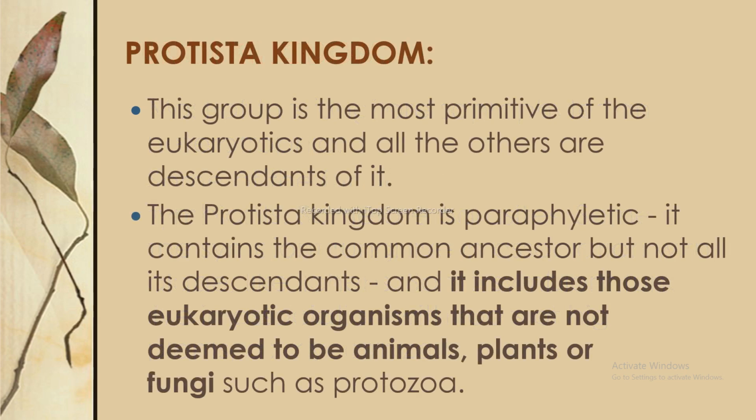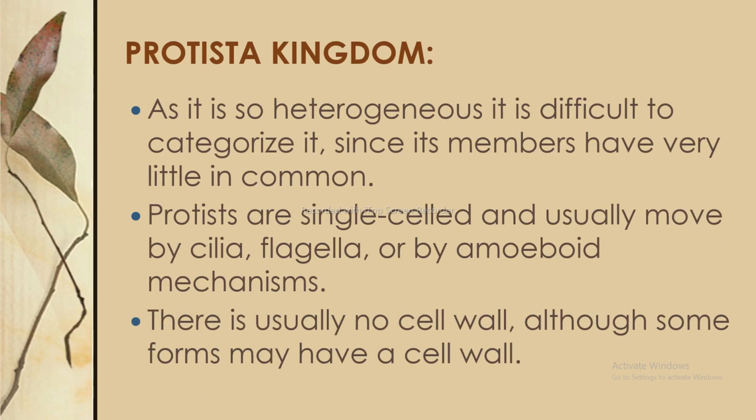Next comes the Protista kingdom. This group is the most primitive of the eukaryotes, and all the others are descendants of it. The Protista kingdom is paraphyletic. It contains the common ancestor but not all its descendants. It includes those eukaryotic organisms that are not deemed to be animals, plants or fungi, such as protozoa. As it is so heterogeneous, it is difficult to categorize, since its members have very little in common.